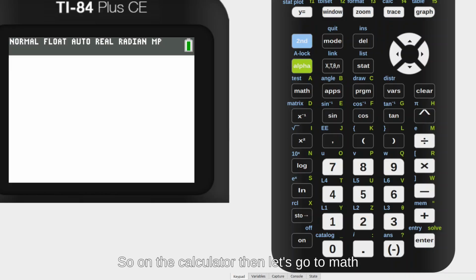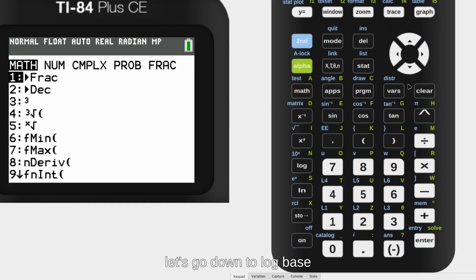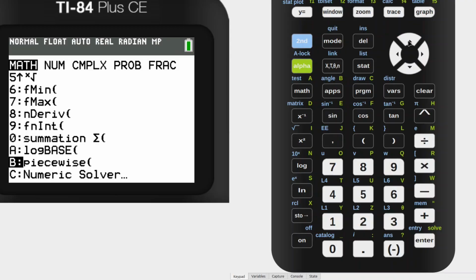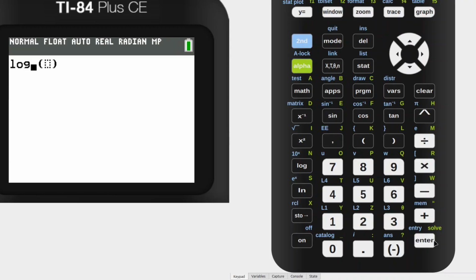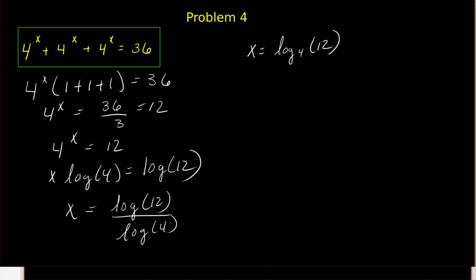So on the calculator then, let's go to math. Let's go down to log base. So log base 4 for the number 12 equals 1.79. X is equal to 1.7925.